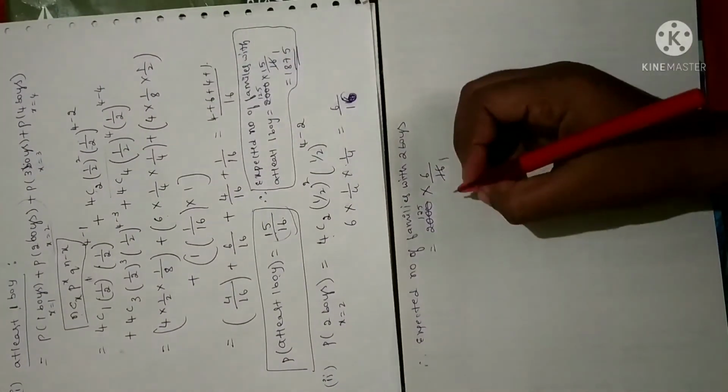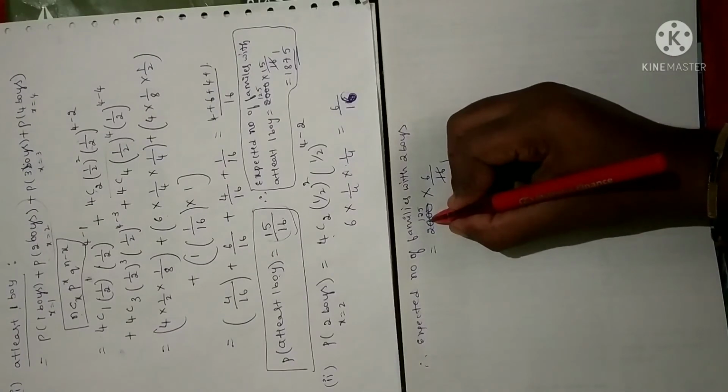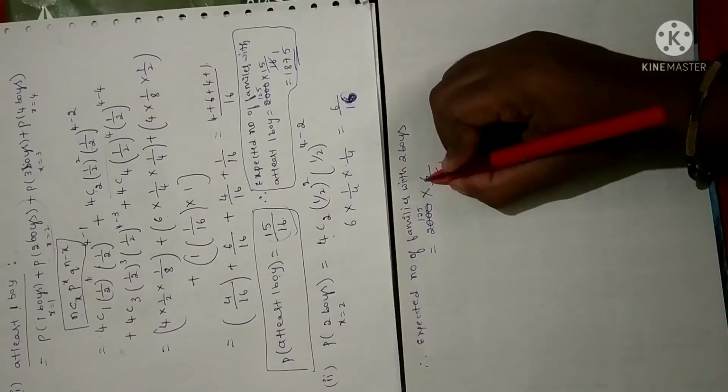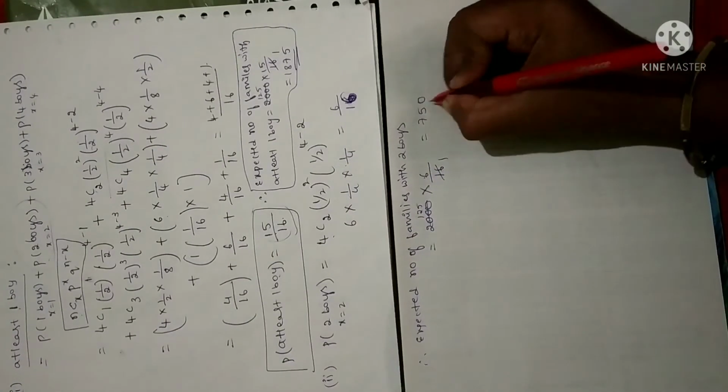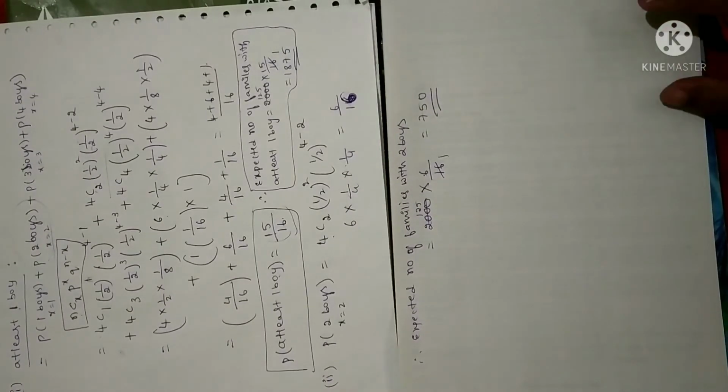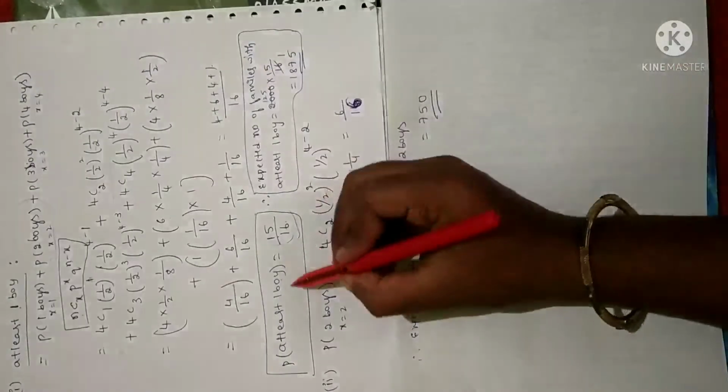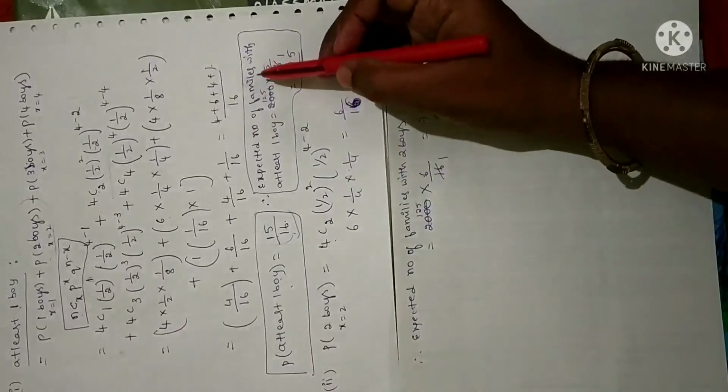Oh yeah, 16 125 it is correct. So 125 into 6 you have to calculate, so it is 750. So this is the required solution for the second one. I'll just repeat once again. After finding the probability you have to multiply with 2000.